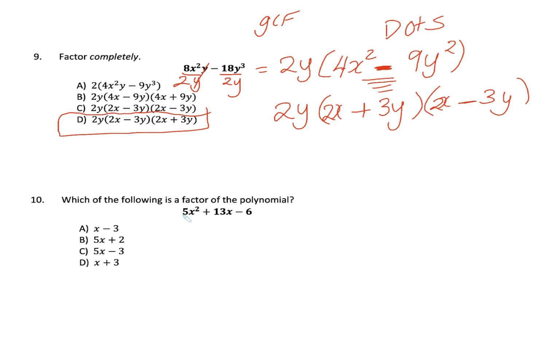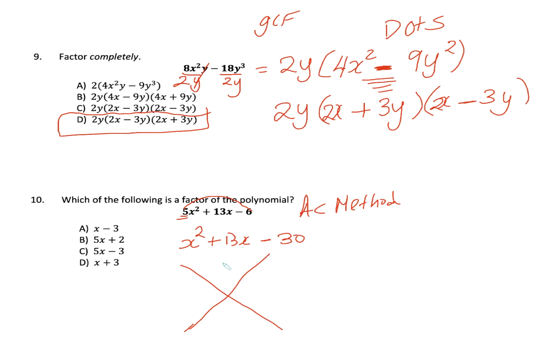Now here I noticed that my A is a 5, which is greater than 1. And whenever that happens, this is when I do my AC method. So the 5 is going to multiply the 6. So you're going to get x squared plus 13x minus 5 times 6 is 30. Then I draw my x. Up here is going to be my product, which is negative 30. Down here would be my sum, which is 13x. And then over here, I would have x and x.